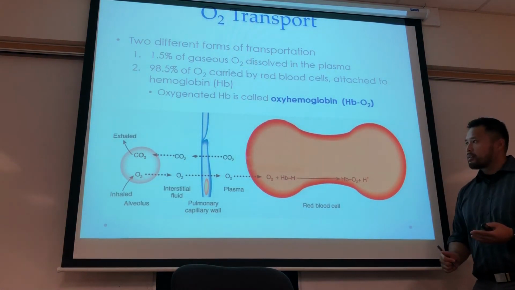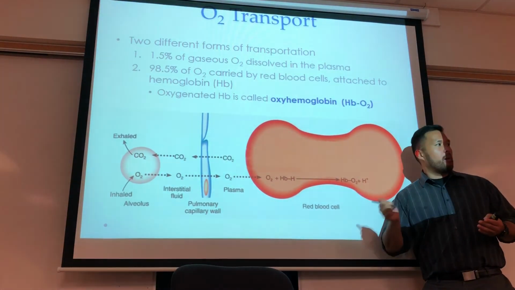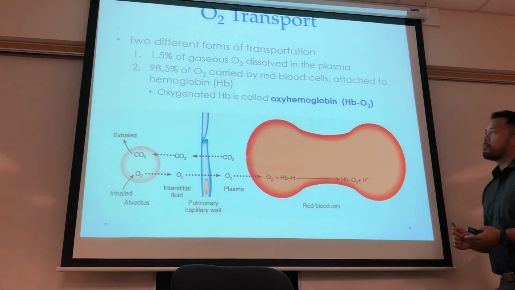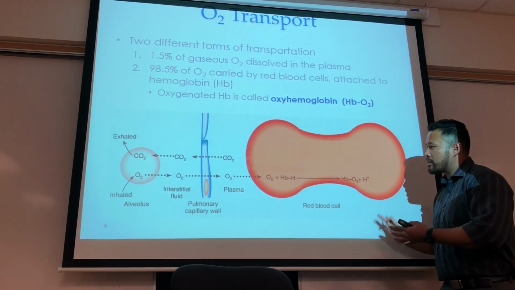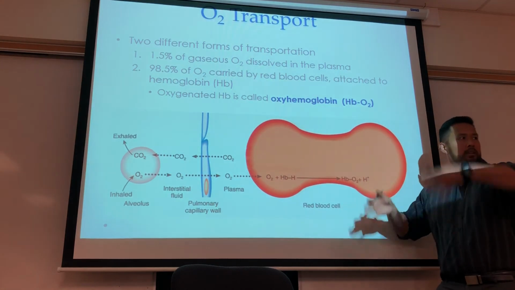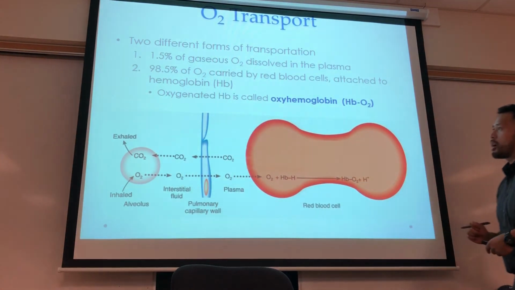In carbon dioxide-rich areas, it's more likely going to bind to carbon dioxide than it is oxygen. So, in effect, oxygen and carbon dioxide compete for hemoglobin, whoever we have more of, whether it's more oxygen or more carbon dioxide.